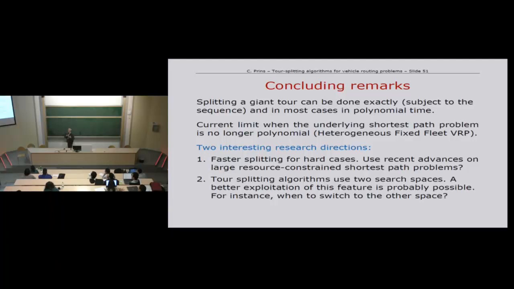For instance, the metaheuristic could work for a given number of iterations in the set of giant tours, and we could find a clever criterion to say, now it's time to apply split and to search a bit in the space of complete solutions, and then also decide when to go back to the set of giant tours. I'm convinced we could find a more intelligent criterion. That's all. Thank you for your attention.